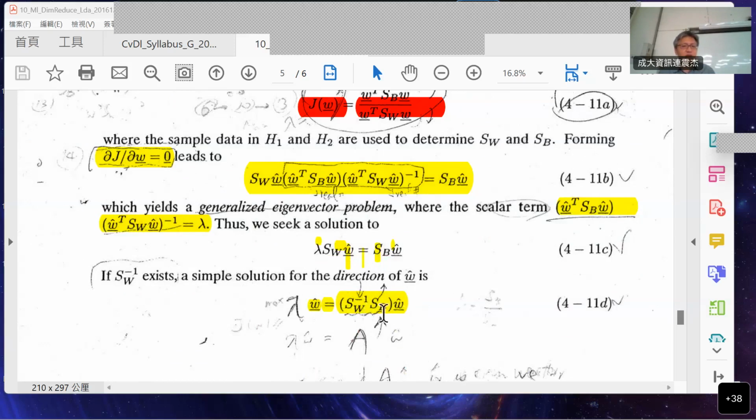So the answer is based on SB divided by SW, and this will become your A. Then A does singular value decomposition to become UWV^T, and then your W, the eigenvector corresponding to the maximum eigenvalue, that's your W. This is your answer. So that's LDA.